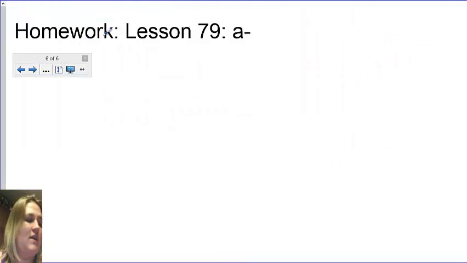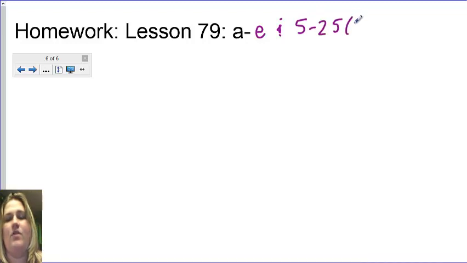That is all I have for you today for your homework. We're going to do lesson 79, A through E, and 5 through 25 odd. It'll be due when you come into the room on Monday. On Monday, you'll do your final textbook assignment, and then you'll have a couple days to review before you take your test. That is all I have for you. I hope you have a good rest of the day.